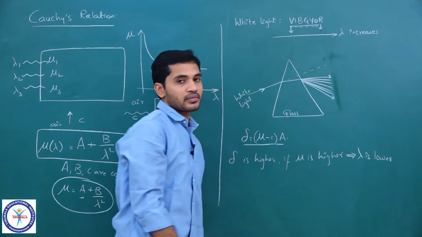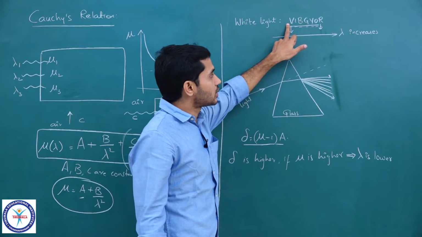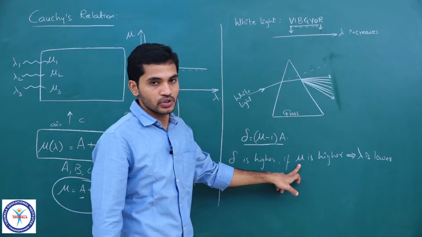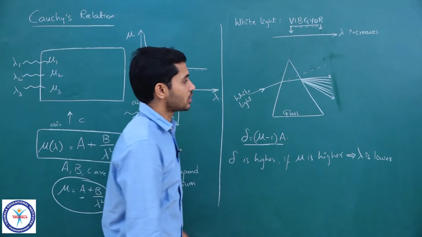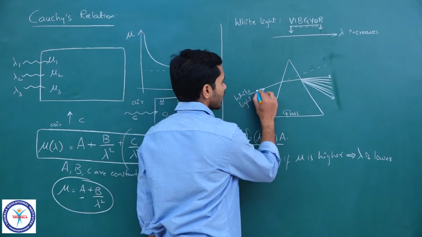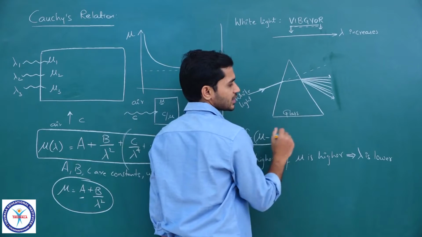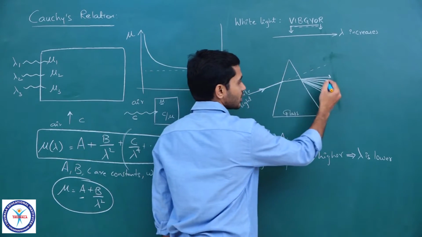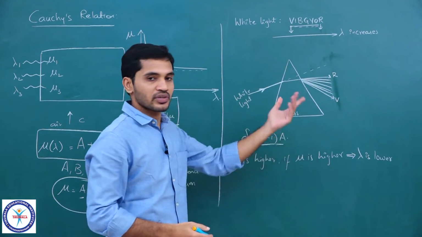So keep that in mind, right? So V, violet, is the one with the least wavelength. So least wavelength corresponds to highest mu, which will also imply higher deviation. So what we would observe here is that as white light is incident on a prism in this manner, the one with the highest deviation would be violet, right? The one with the least deviation would be red, and the rest of the colors would be somewhere in between them.